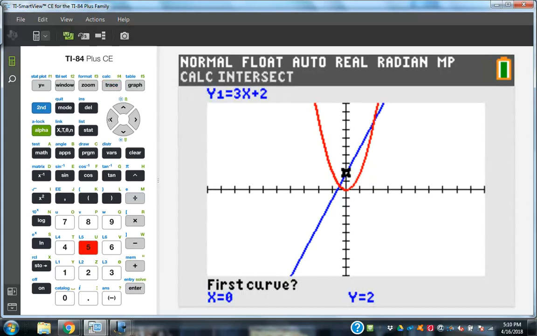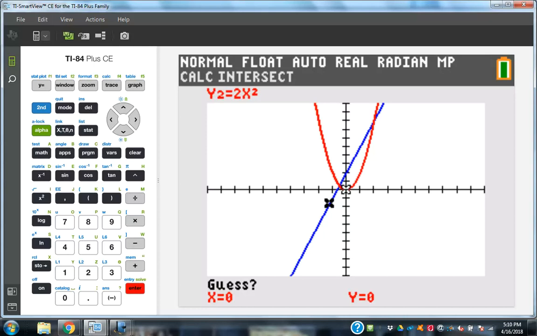The first curve, I've got it on the blue one. I'm going to go to the left of where they're crossing the first time, and I'm just going to hit enter. And on the second curve, I'm just going to go to the right of where they cross. It's not necessary, but I always do that because I think it helps. Then it asks us to guess, and the reason is that you can't get them both at the same time. You got to get one and then the other.